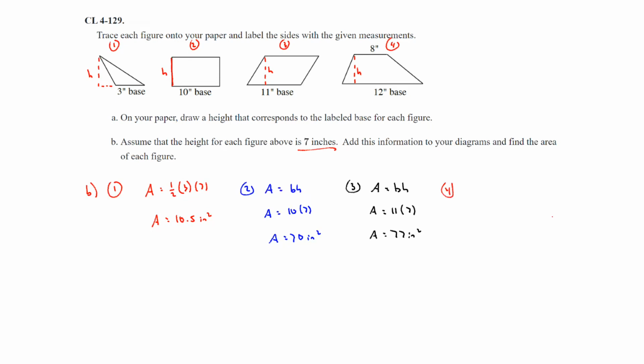And then the last, figure 4, the area of a trapezoid is 1/2 times the height, and then the sum of the bases. So that's 1/2 times 7, and then the bases are 12 plus 8. So we will get an area of 1/2 times 7 times 20, and that would be 70 inches squared.